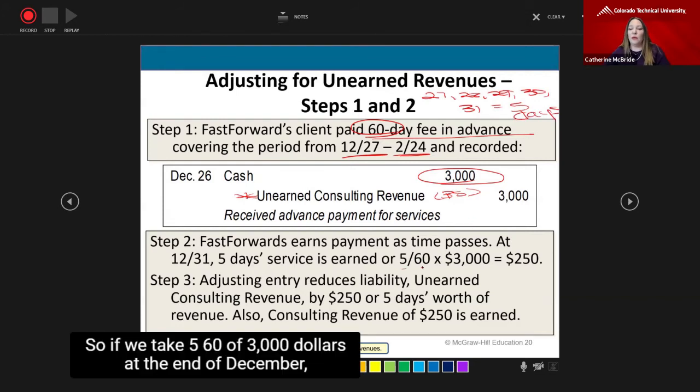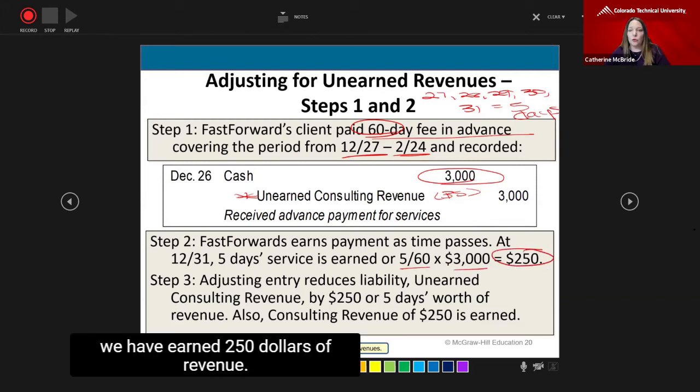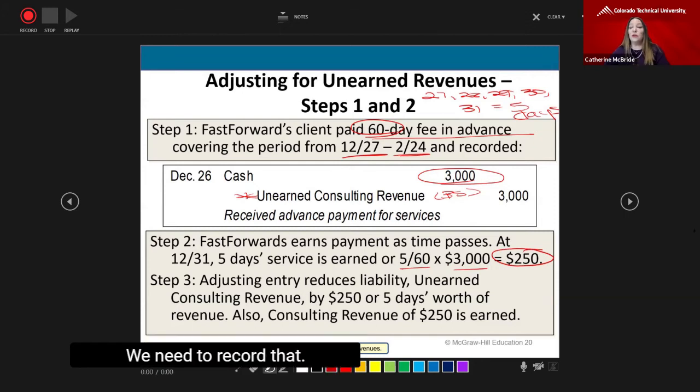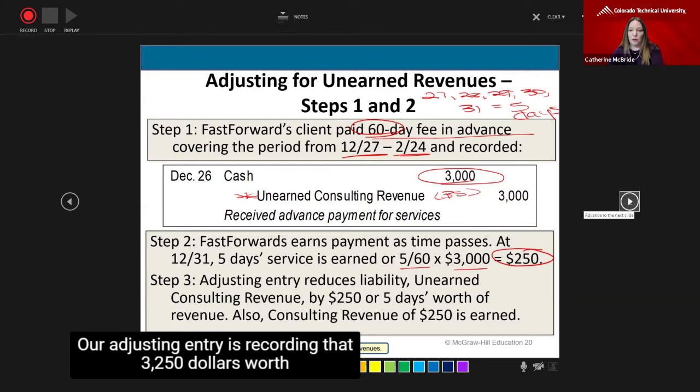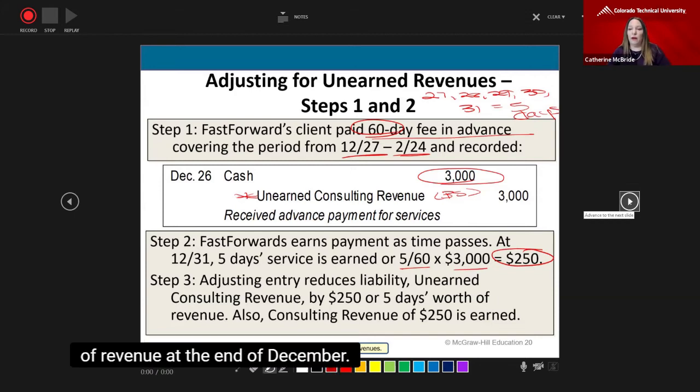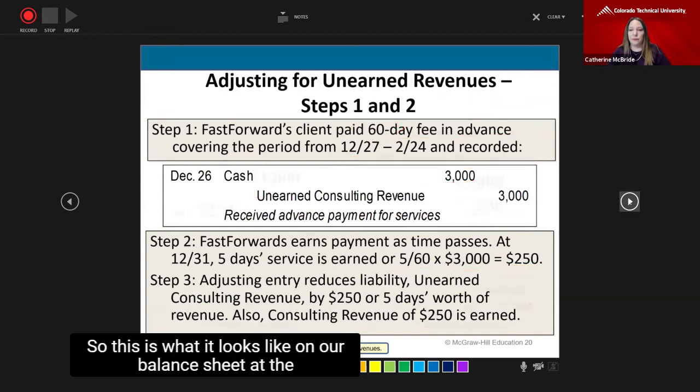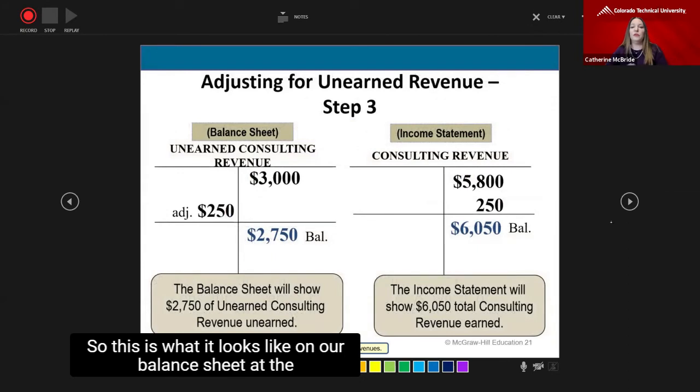So if we take 5/60ths of $3,000, at the end of December, we have earned $250 of revenue. We need to record that. That's going to be our adjusting entry. Our adjusting entry is recording that $250 worth of revenue at the end of December. So this is what it looks like.